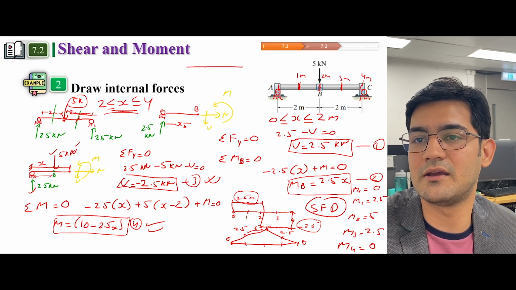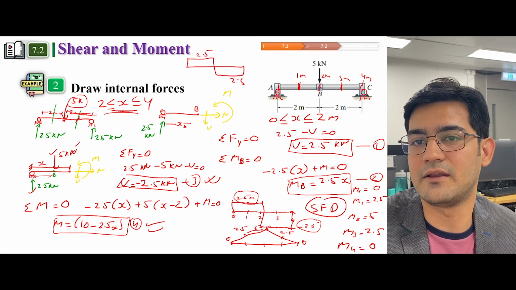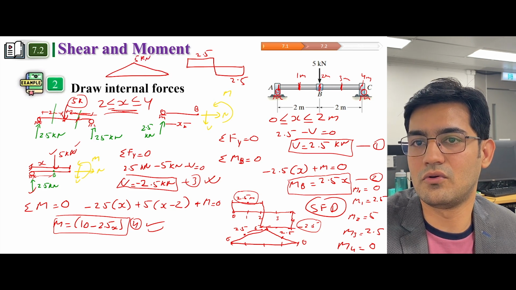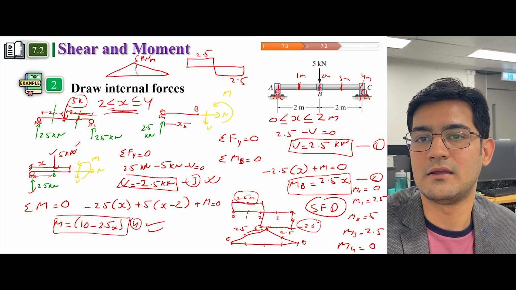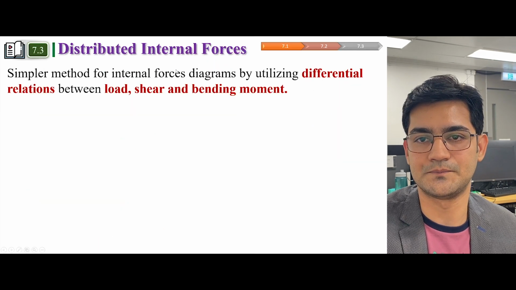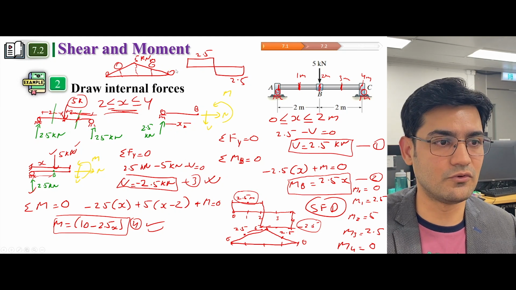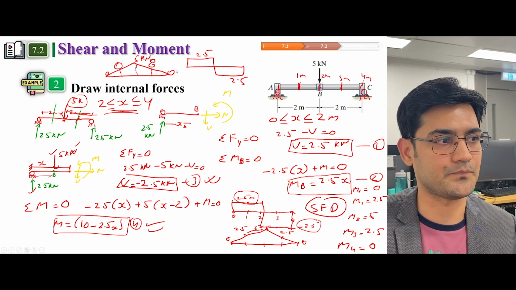If I draw it here, this is the shear force diagram with 2.5 here and 2.5 here. And if I draw a bending moment diagram, it's something like this. You have 5 kilonewton meter at the center, and then you have 2.5 here and 0, 0 here. So that's how you can calculate the internal forces if you want to draw shear force and bending moment diagrams.